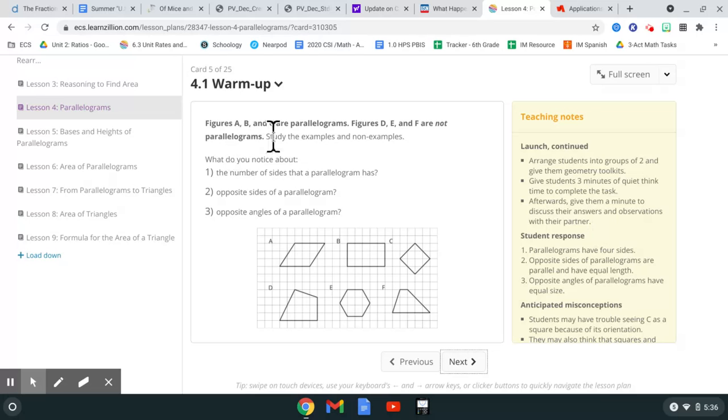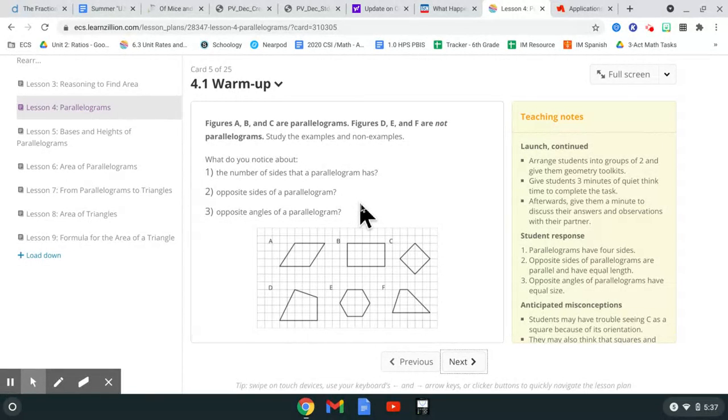So figures A, B, and C are parallelograms. Figures D, E, and F are not parallelograms. So the top row are parallelograms, and the bottom row are not parallelograms. So what do you notice about the number of sides that a parallelogram has? Pause the video. Okay. What do you notice about the opposite sides of a parallelogram? Pause the video and talk.